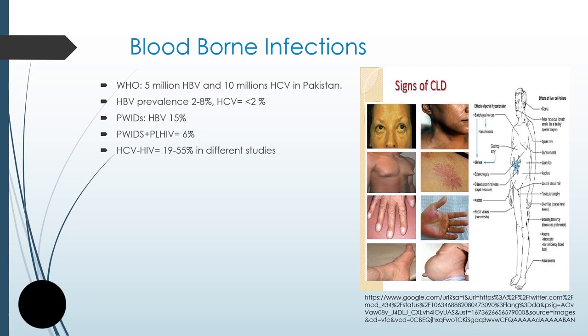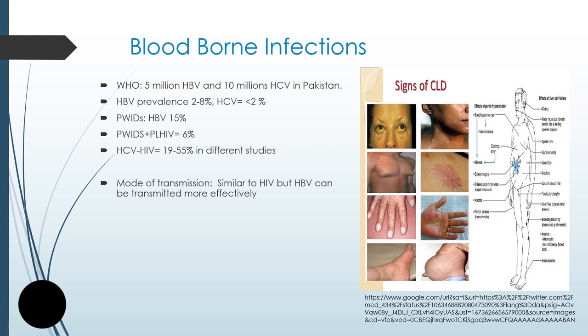And in people who are injecting drugs and HIV positive, the prevalence was 6%. Hepatitis C and HIV co-infection was found in 90 to 55% of patients in different studies. The major mode of transmission of hepatitis B, C, and D is similar to HIV, but it is to be noted here that hepatitis B virus can be transmitted more effectively.